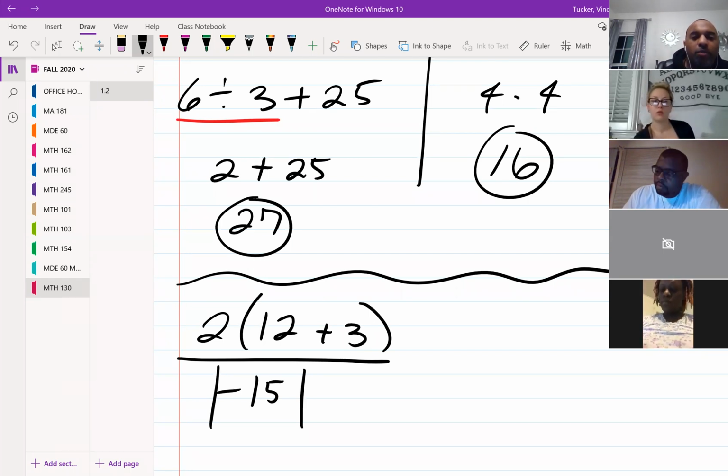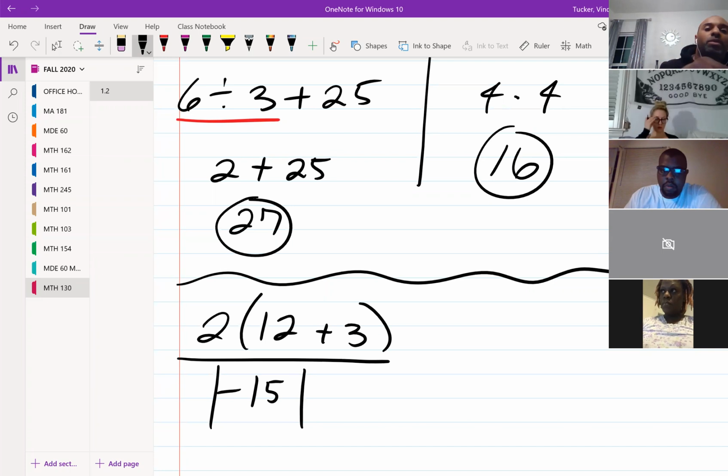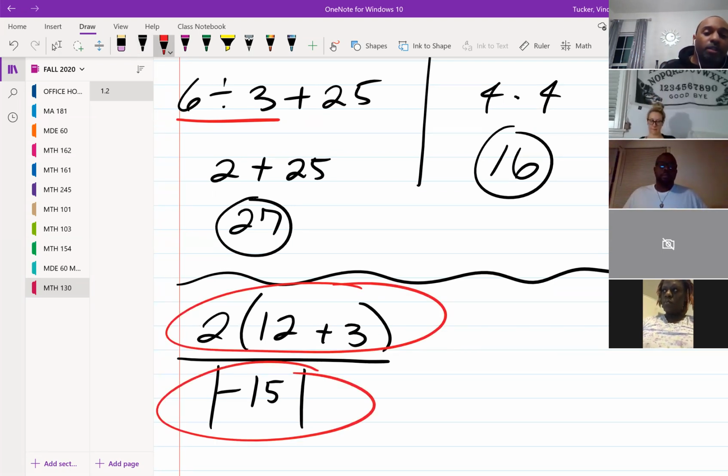So we have 2 times the quantity of 12 plus 3 over the absolute value of negative 15. So what we can do here is simplify as much as we can up top first, then look at simplifying what's on bottom. In other words, treat them like they're 2 separate problems, then bring them together.